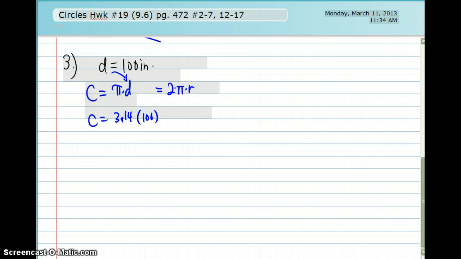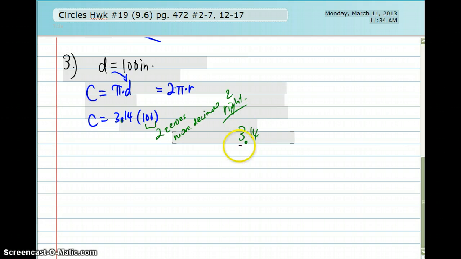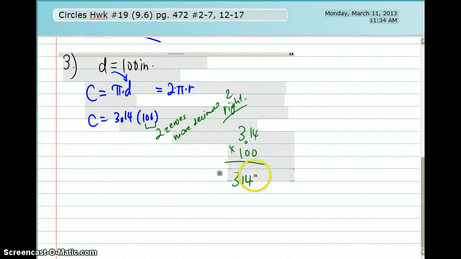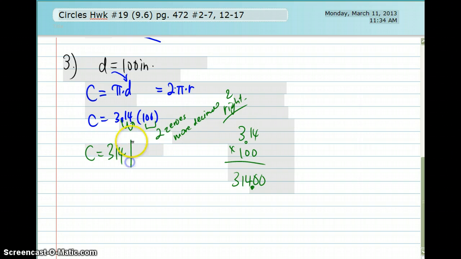Anytime that I'm multiplying by powers of 10, because the number 100 has 2 zeros, I'm able to move my decimal 2 to the right. The reason I move it to the right is because that number will get larger. So I can show it to you over here. When I multiply, I will get 314, 0, 0, and then I will have to move my decimal twice, which will end up right there in back of the 4, and there's my answer.